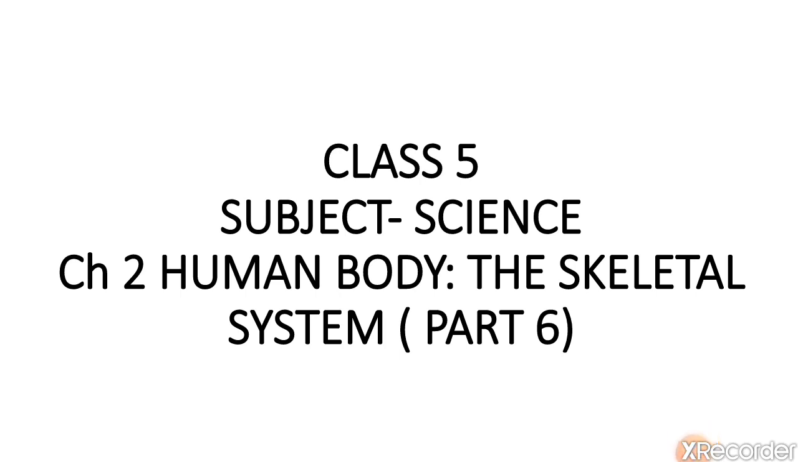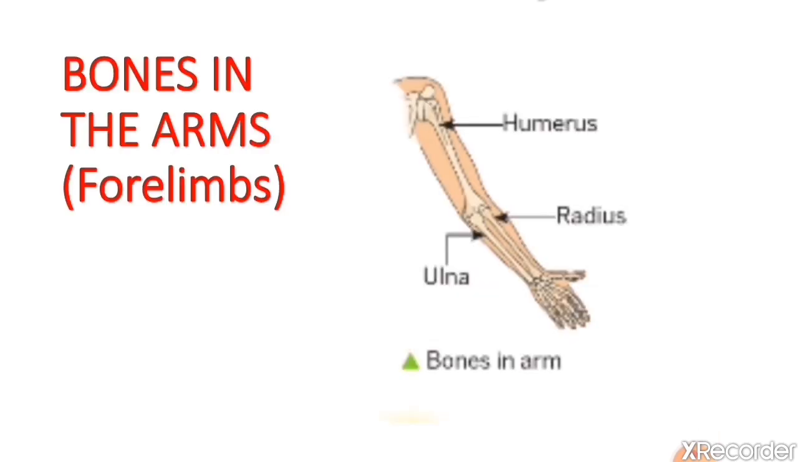Class 5, Subject Science, Chapter number 2, Human Body, the Skeletal System, Part 6. In the last video, we were on mind map, and in that, I had explained three major bones, that is skull, vertebral column or the backbone, and then rib cage. Today, we will start with the bones in the arms.